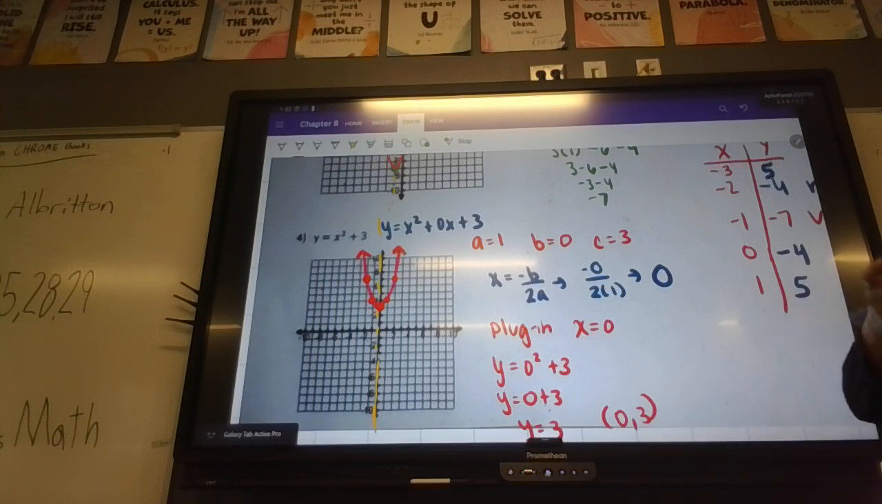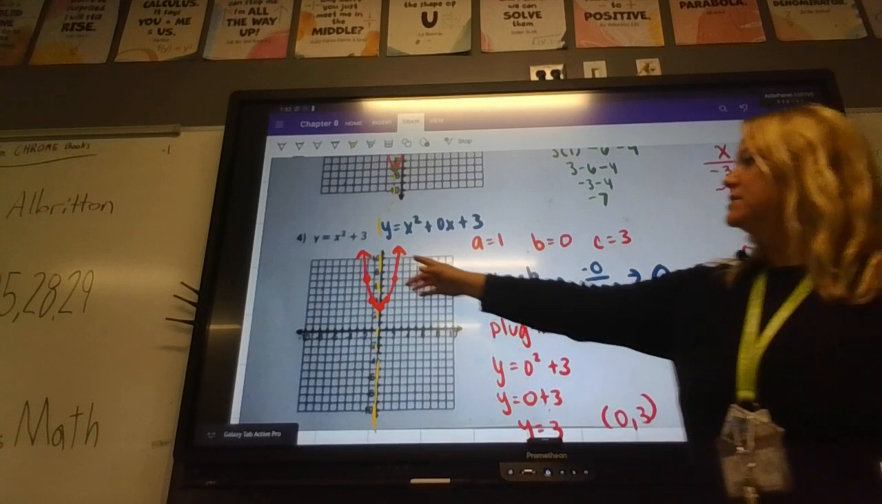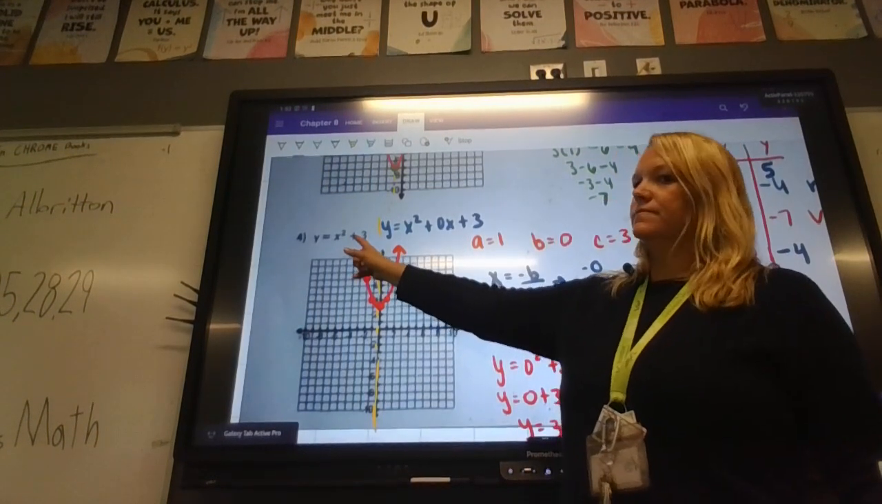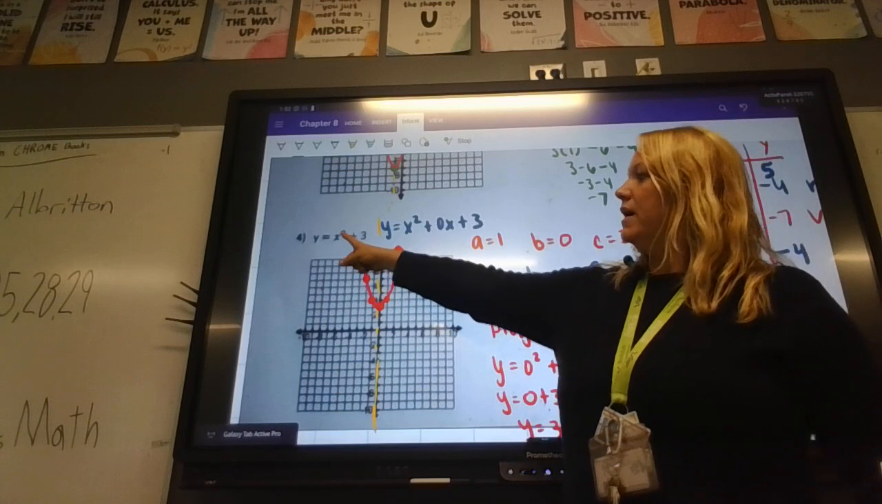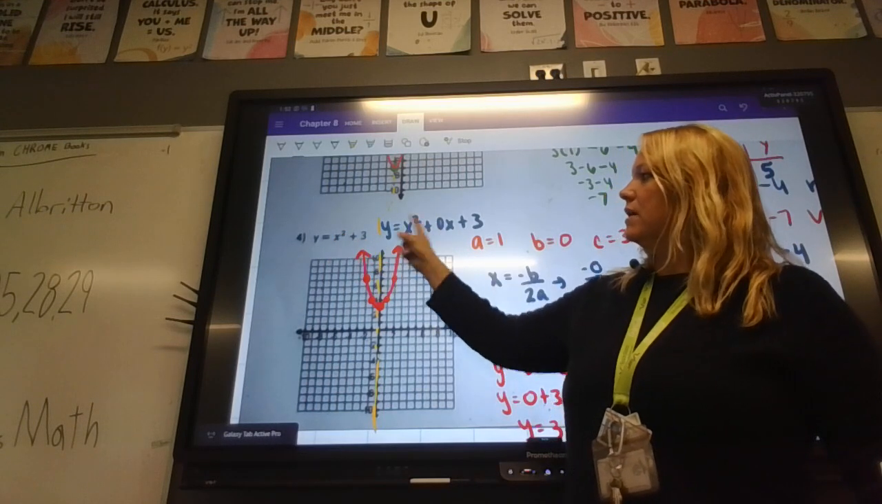Okay. Do you understand that B is 0? All right. A is 1. It's like there's a 0x in the middle.